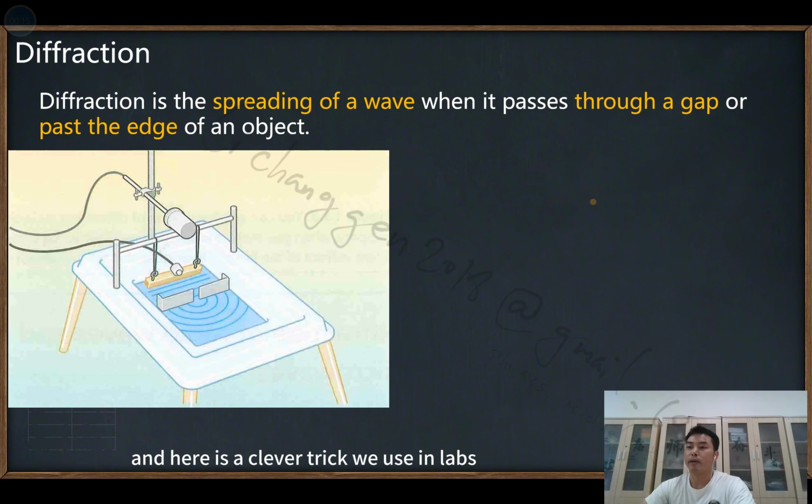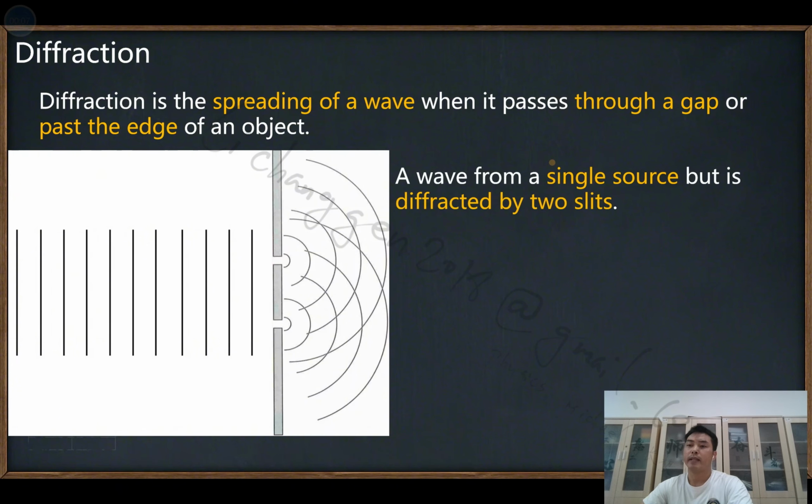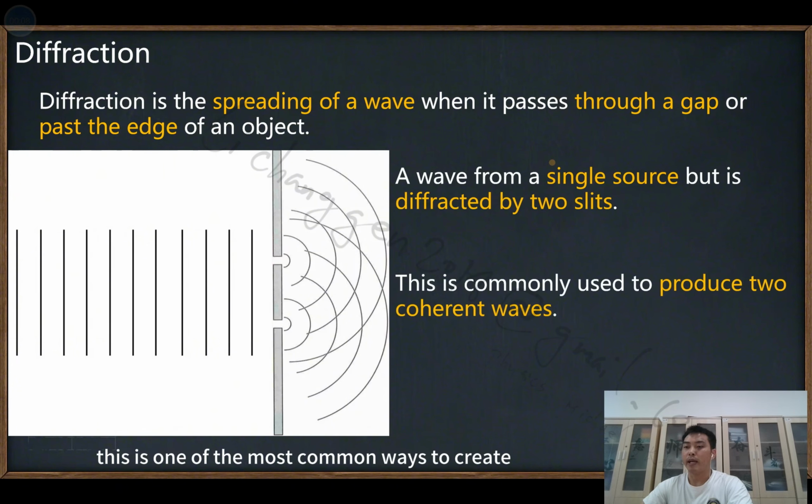And here's a clever trick we use in labs. We can take a single wave source and let it pass through two slits. The diffraction at these slits produces two coherent waves that have exactly the same frequency and zero phase difference. This is one of the most common ways to create coherent waves for studying interference. And by comparing the diffraction effects at different situations, as shown in these figures, we can see that the diffraction effect is strongest when the width of the gap is about the same size as the wavelength of the wave.